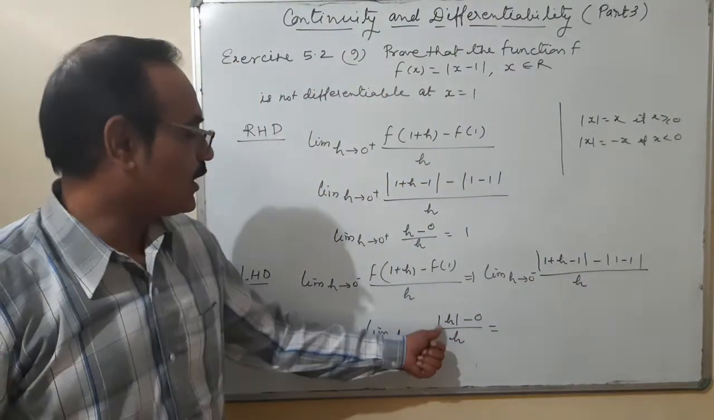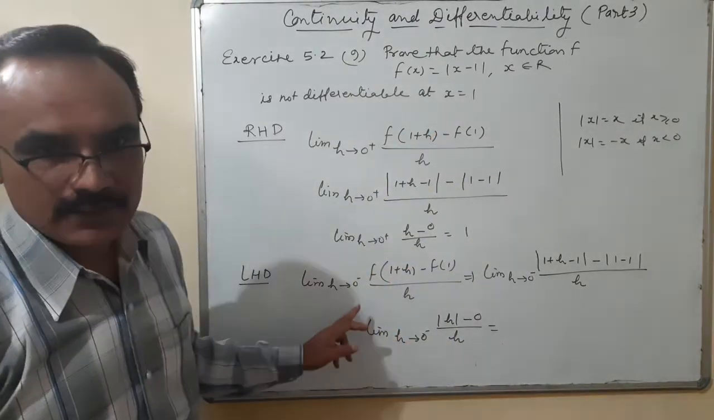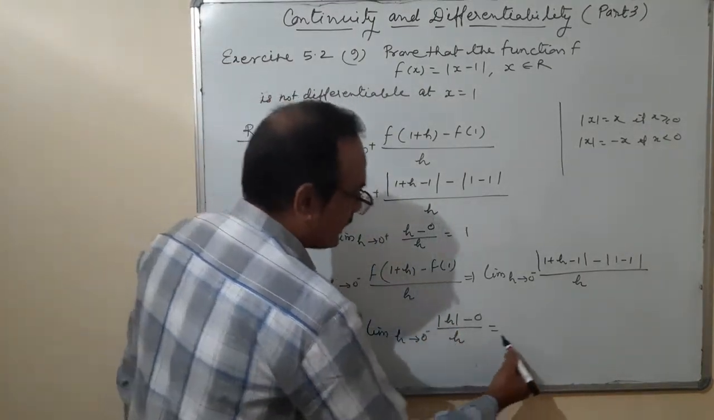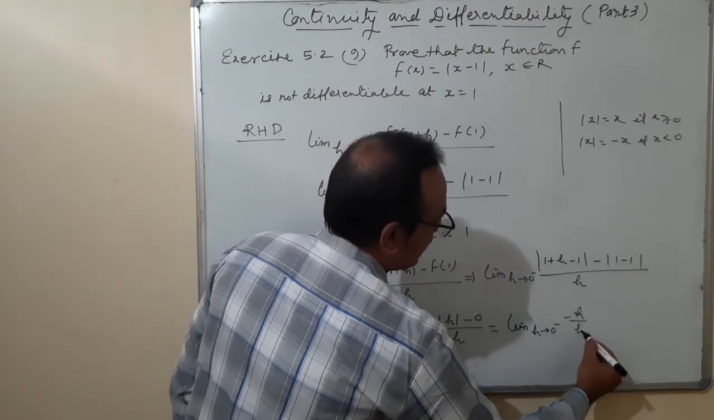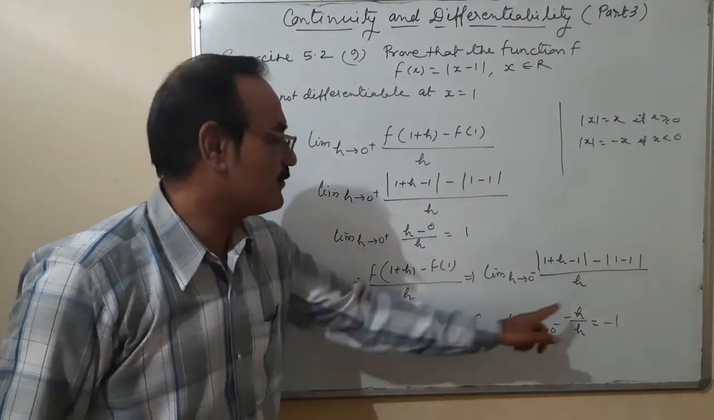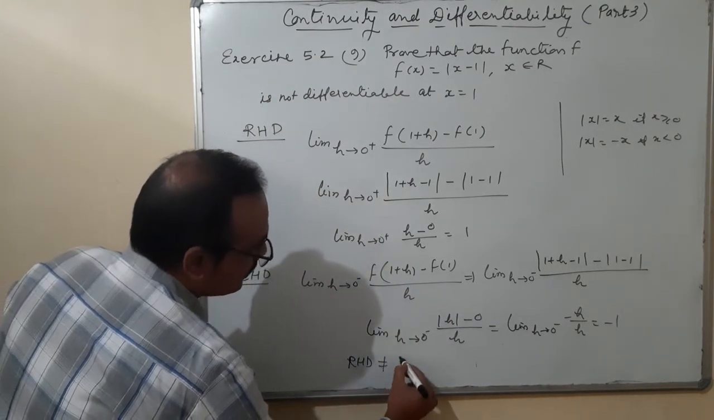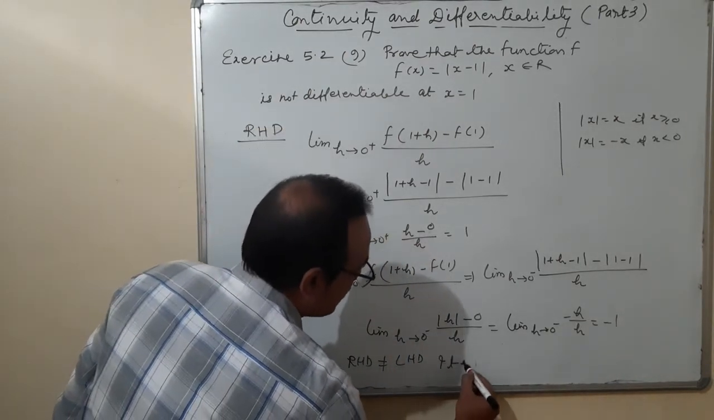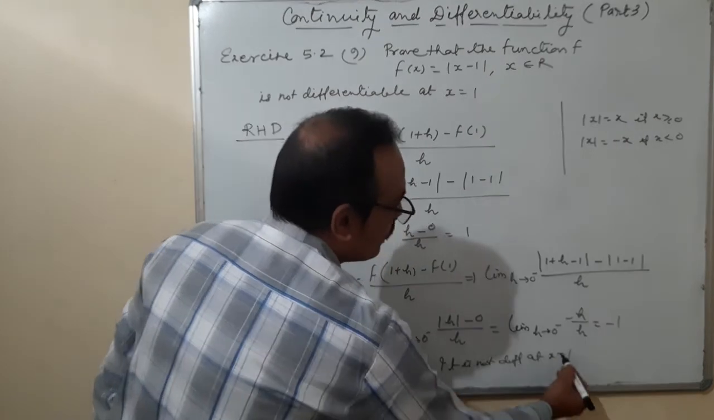So what does it mean? Mod h is equal to minus h, because h is less than 0. H is less than 0 in the left hand derivative. So here what should I write? Minus h, limit h tends to 0 minus h upon h, that is minus 1. And you will see that the right hand differentiation is plus 1 and left hand differentiation is minus 1. So that means RHD is not equal to LHD. Therefore, it is not differentiable at x is equal to 1.